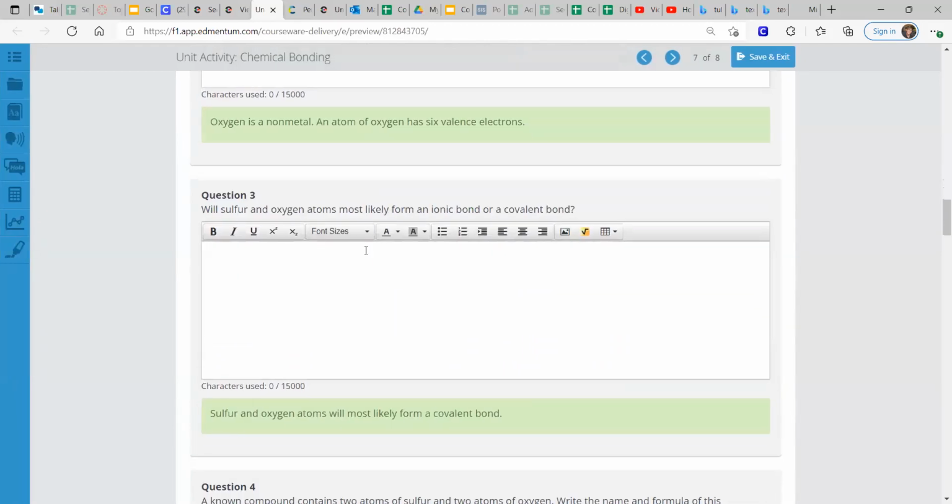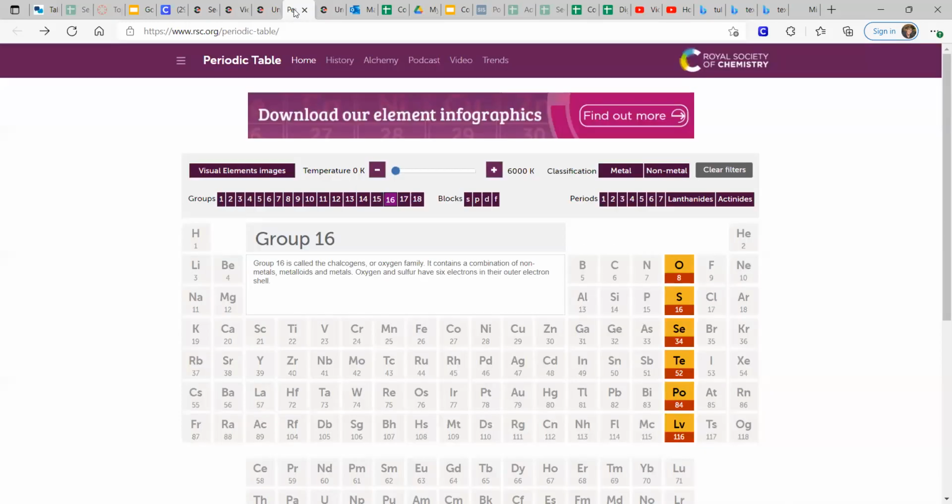Will sulfur and oxygen atoms most likely form an ionic bond or a covalent bond? Well, given their position in the periodic table, they will more than likely form a covalent bond since they're from the same group and same side of the periodic table.